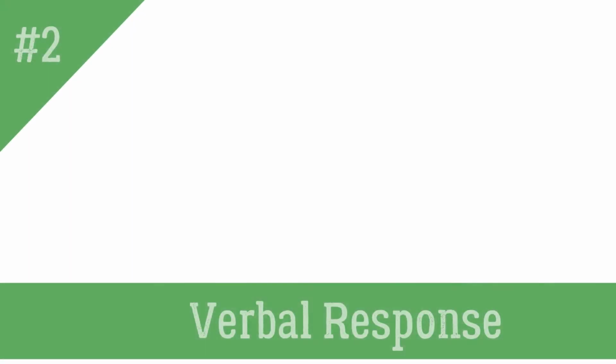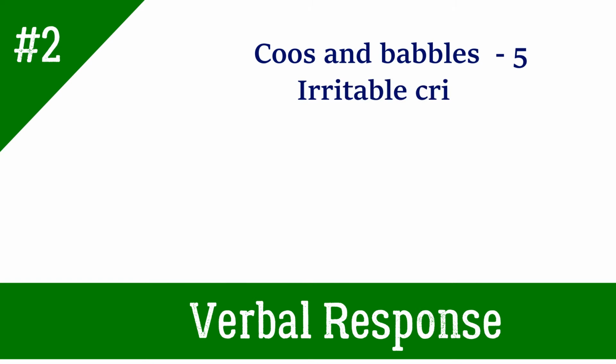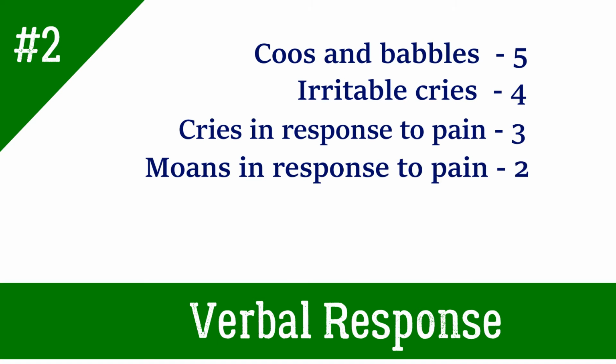Next, verbal response. If coos and babbles are present in the infant, the score will be 5. If irritable cries are present, the score will be 4. If the infant cries in response to pain, the score will be 3. If the infant moans in response to pain, the score will be 2. If no response in the infant, the score will be 1.